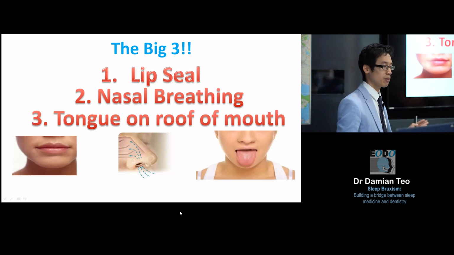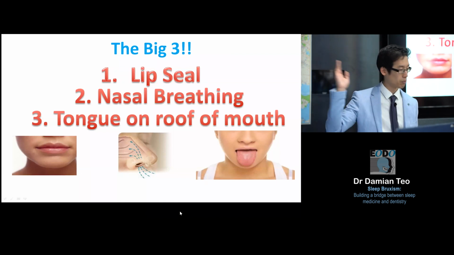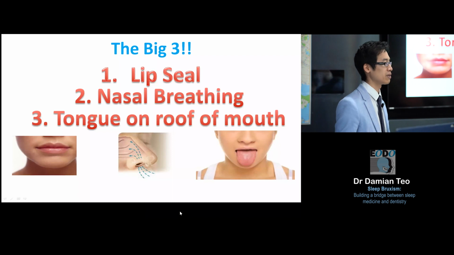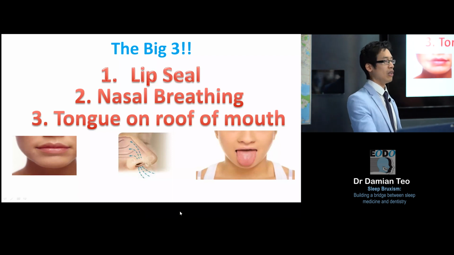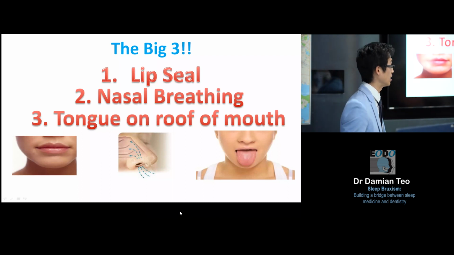And if they really can't do the big three, that's already telling me it's a red flag. They're going to be difficult to treat. I'm going to need tongue tie releases, physiotherapy, etc. to help them, because no matter what I do, I could put a splint in, but they still can't relax their jaw. It's going to be so difficult to reduce their pain and clenching and grinding.